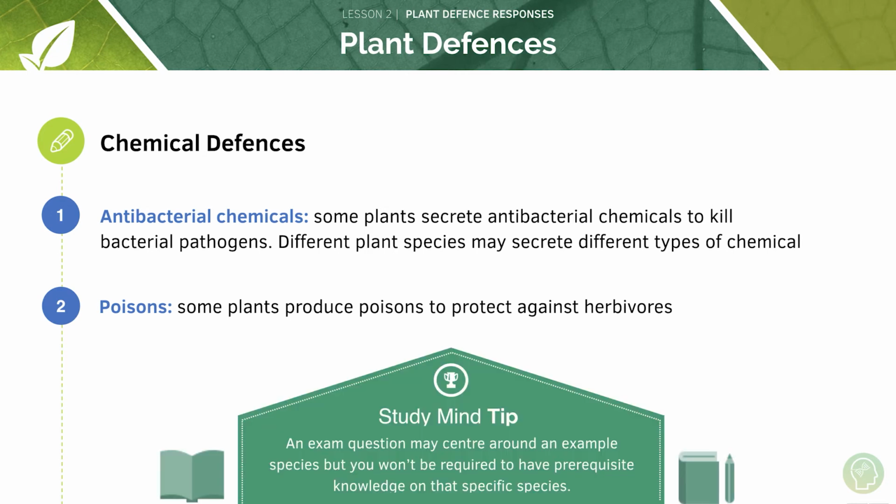And just bear in mind that in the exam, the question might mention a species of plant that you've never heard of before, but honestly you don't need to panic because it's not requiring you to have any previous knowledge on that specific species. It just wants you to be able to apply these physical and chemical defences that we've just gone through to any plant species because it's relevant across the population of plants.